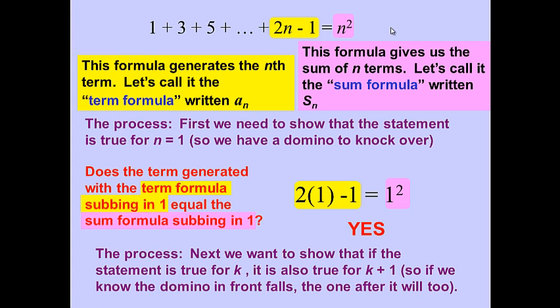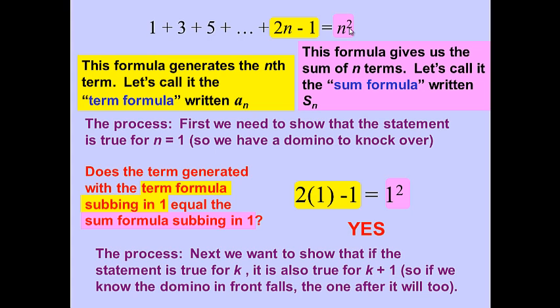Now we want to show that if n is some other term number, the formula is going to work. Actually, we're going to assume that if it is true for some term number, which we'll call k, then it will also work if n is equal to k plus 1. In other words, we're trying to show that if the thousandth term works, then the thousand-and-first term would also have the same sum formula.